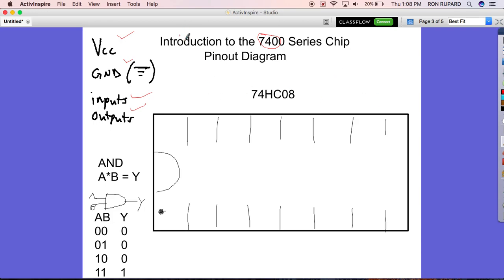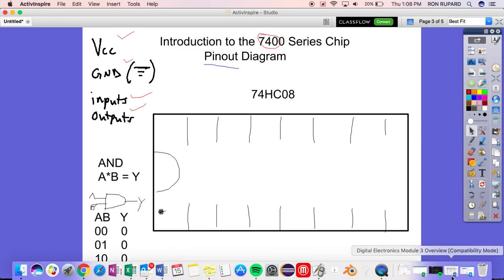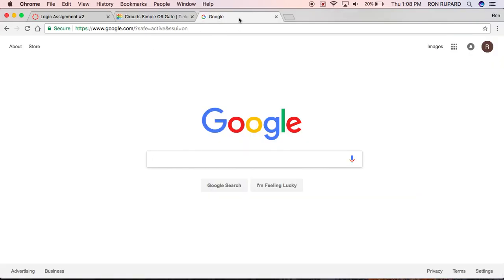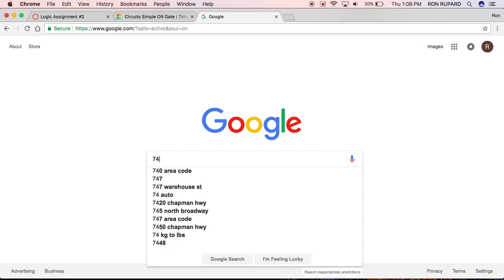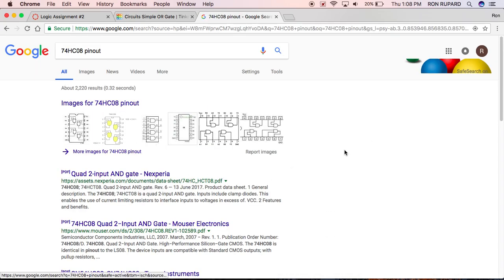And what we're going to do is we're going to draw what's called a pinout diagram. So very simply what you do is you go into Google. So let's pull up Chrome. And inside of Google you type in 74HC08 pinout. And here's what a pinout diagram looks like. So I'm going to pull up one that I think looks good.